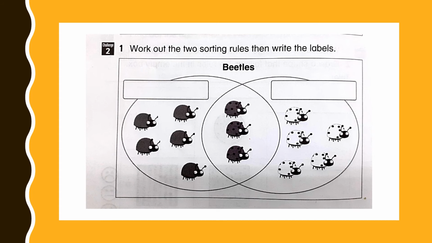Now can you see the picture here? These are the bugs, right? So these are bugs which are shaded black, and these are the bugs which have dots, right? So I will write that. These beetles are shaded black and the beetles with spots, that means dots.